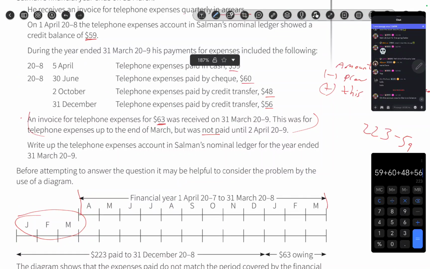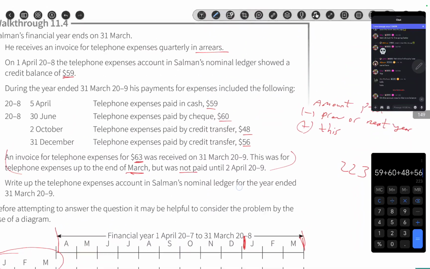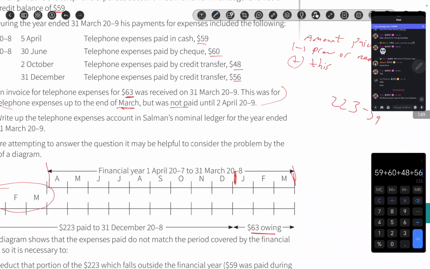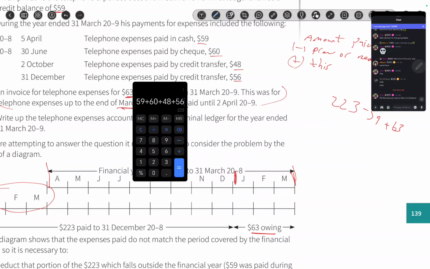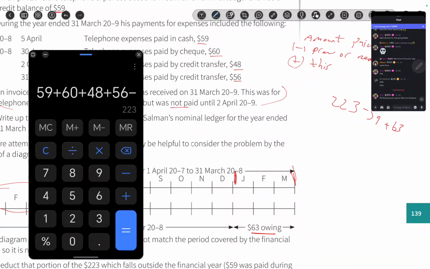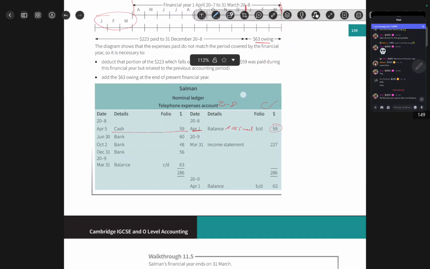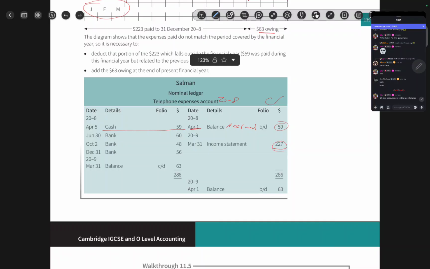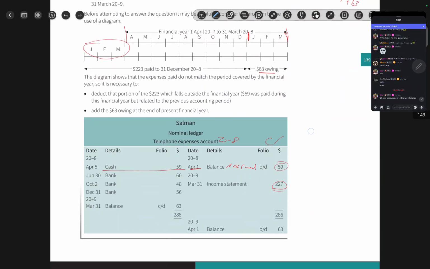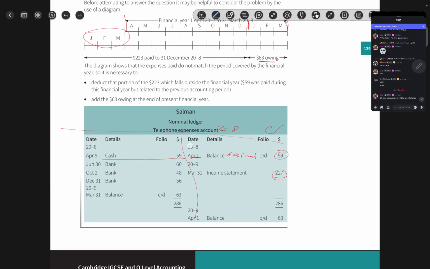This was for the telephone expenses up to the end of March, meaning up till here. So these 3 months, we did not pay it, 63 owing. But since it's related to this year, we have to add it. So we do plus 63, okay? So you do minus 59 and plus 63 and you get 227. Now if you look at the example in the question here, 227. So you got the correct answer without having to struggle so much and make all the accounts, okay?